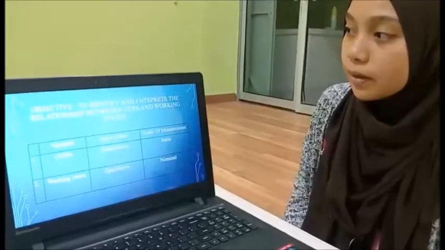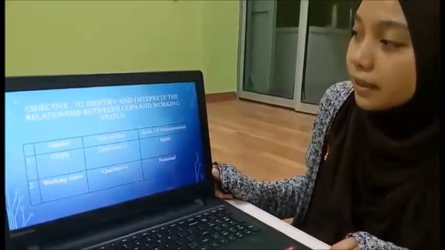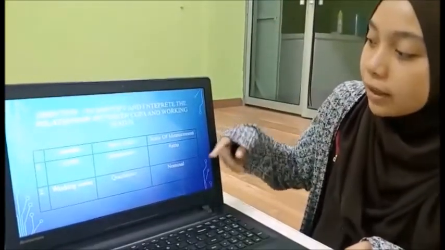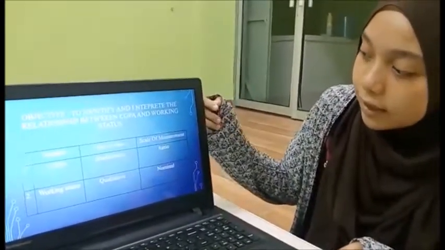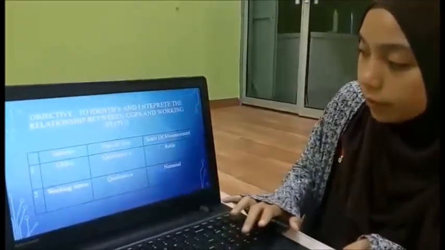Okay, the objective is to identify and interpret the relationship between CGPA and working status. CGPA is quantitative data and the scale of measurement is ratio. And working status is qualitative data and it is nominal.